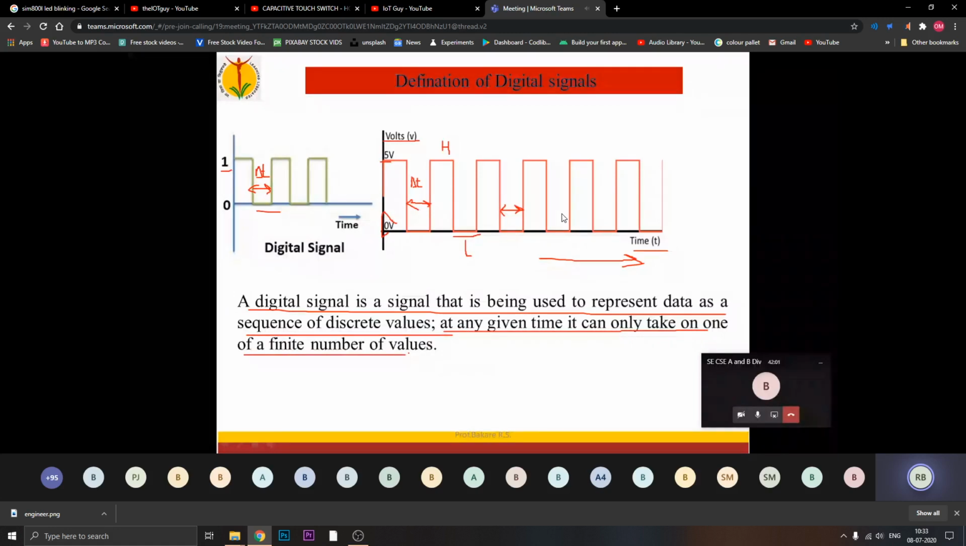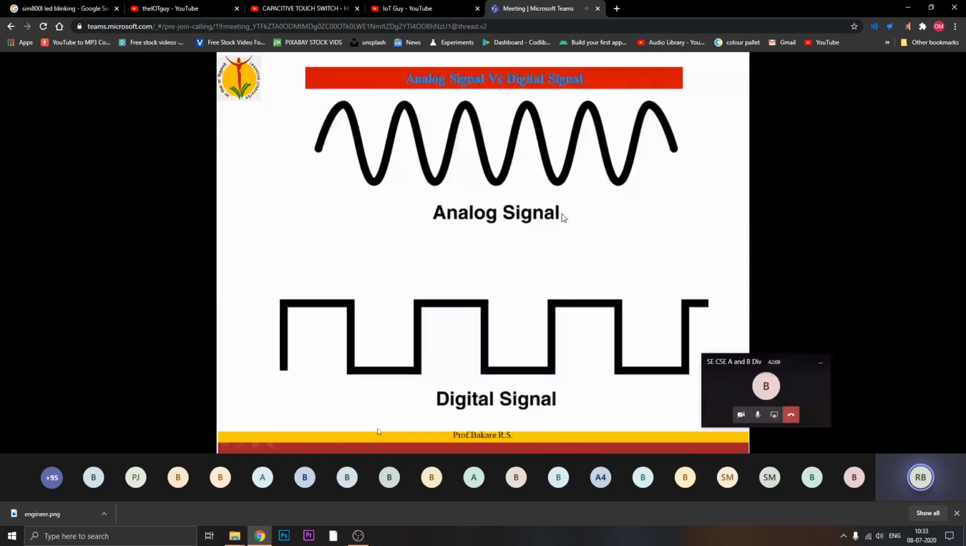Friends, I hope all of you can see the third slide. Yes, sir. Now the third slide shows the analog signal versus digital signal. This is the analog signal and this is the digital signal.